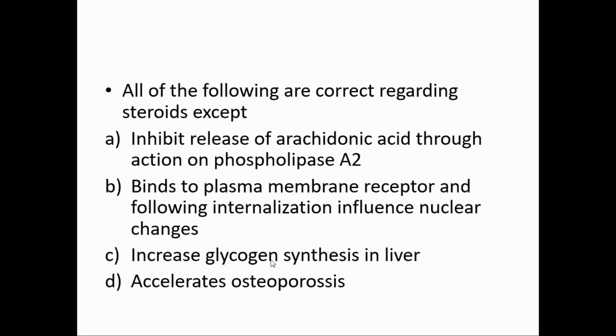So the answer is B. All the other statements are true. They inhibit the release of arachidonic acid through action on phospholipase A2, and inhibit the production of both cyclooxygenase and lipoxygenase enzymes, causing the anti-inflammatory action. They also increase glycogen synthesis in the liver, and they also cause osteoporosis. Whereas coming to the mechanism of action, corticosteroids act via intracellular receptors or nuclear receptors. So statement B is false. They don't bind to the plasma membrane. So the answer is B.